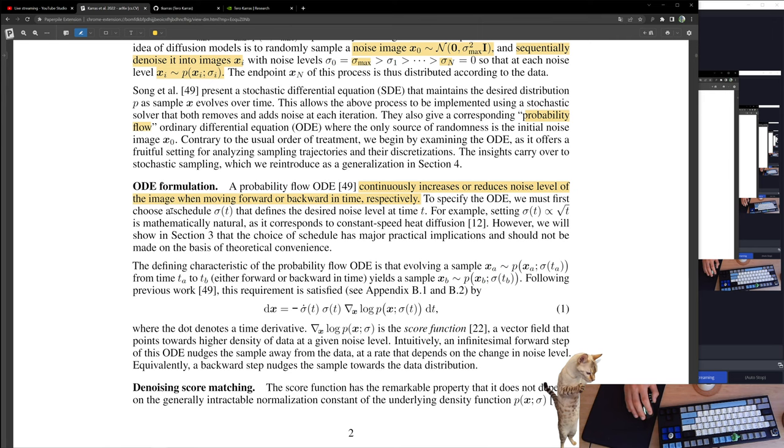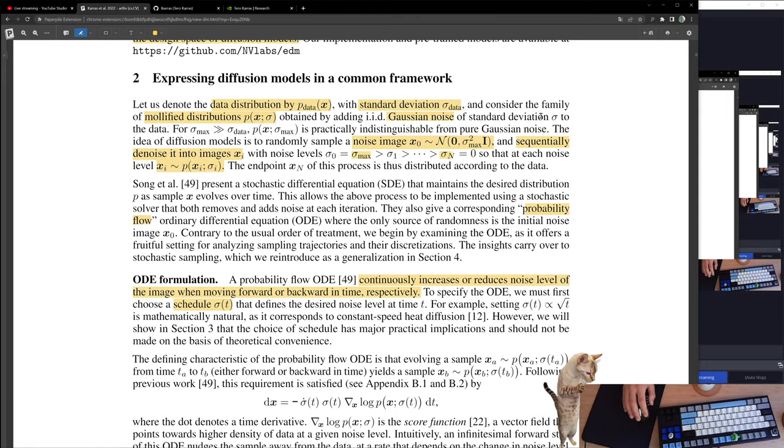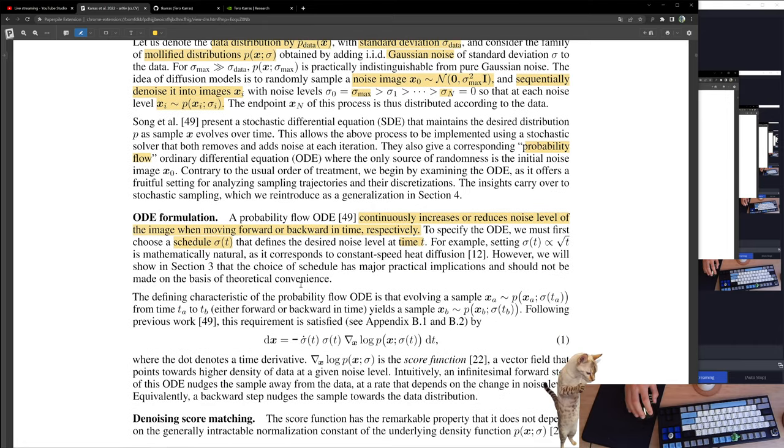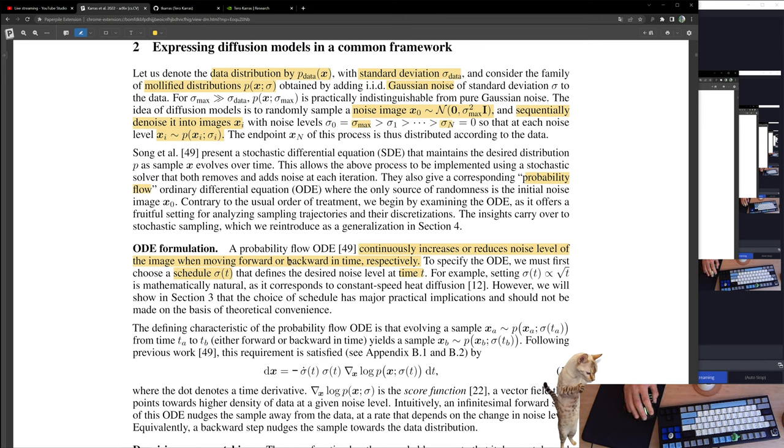Okay, there's some schedule for how you change the standard deviation of the Gaussian noise over time. Desired noise level at time t. Don't know if I would call this time, I would call it step, right? Because there's discretization into steps, it's not continuous time. Although maybe that's the whole point here, that they need to make it continuous so that they can differentiate it. Sample setting sigma(t) to the square root of t.